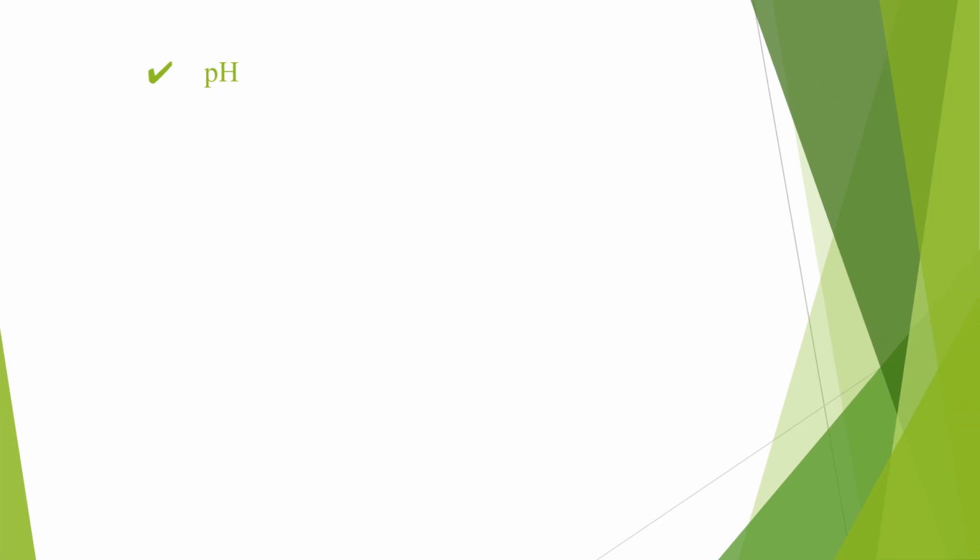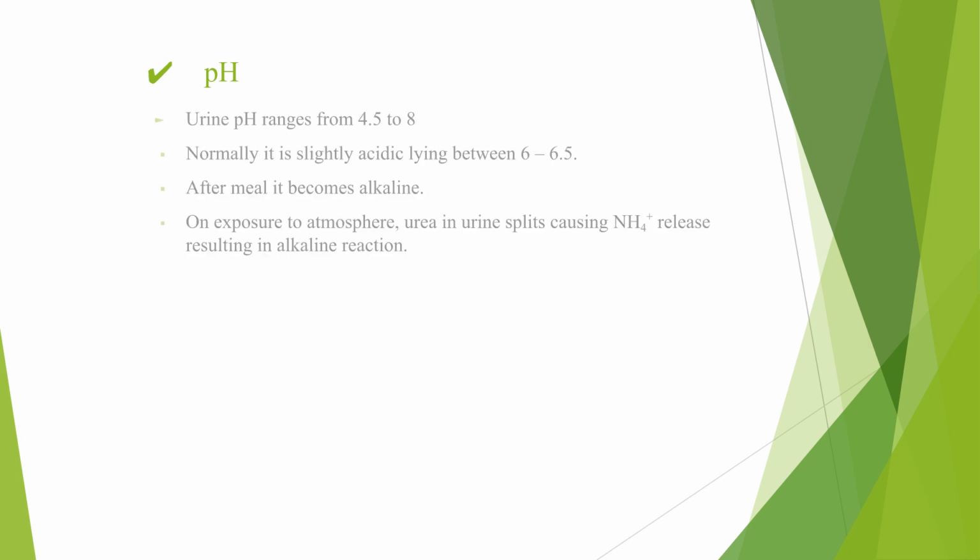Urine pH normally ranges from 4.5 to 8, being slightly acidic between 6 and 6.5. It becomes alkaline after meals. Exposure to the atmosphere causes urea to split, releasing ammonia ions and resulting in an alkaline reaction.